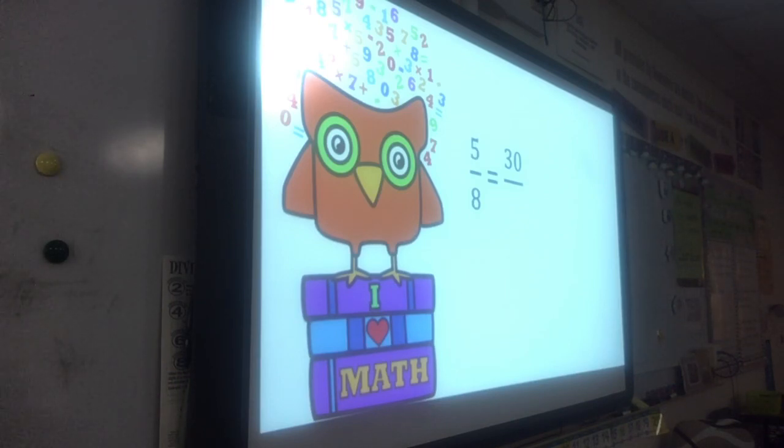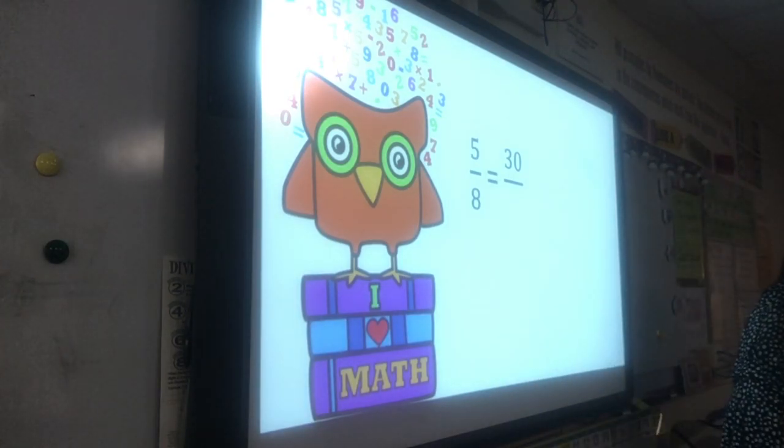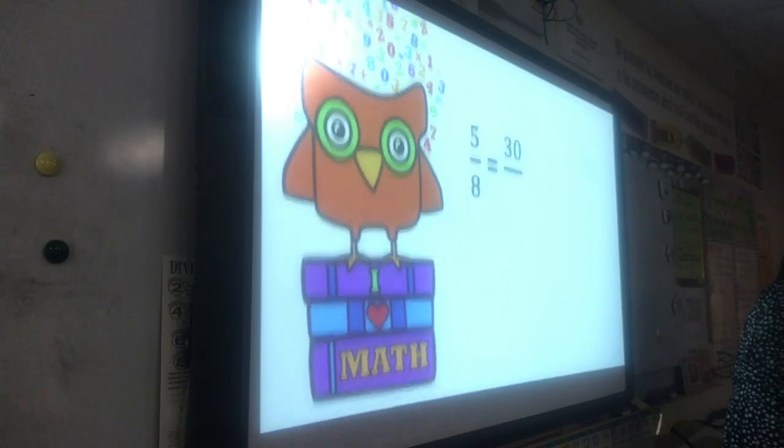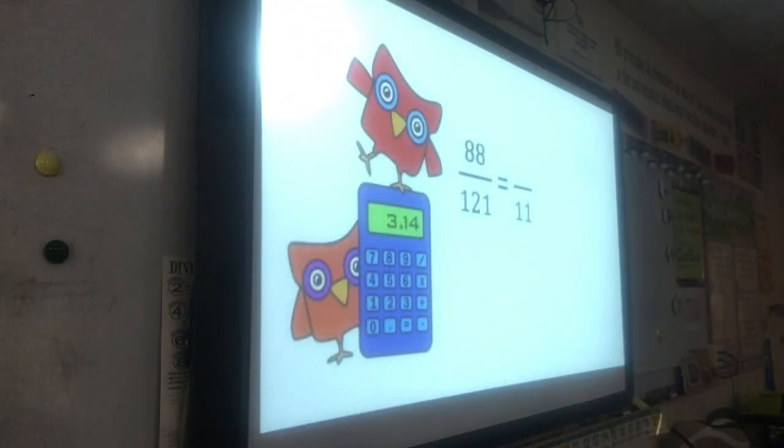Graham? You'll multiply by 6, so it'll be 48. Yes, we multiply by 6, so the missing piece is 48. Okay, this one you're dividing. Okay, going from 121 down to 11.